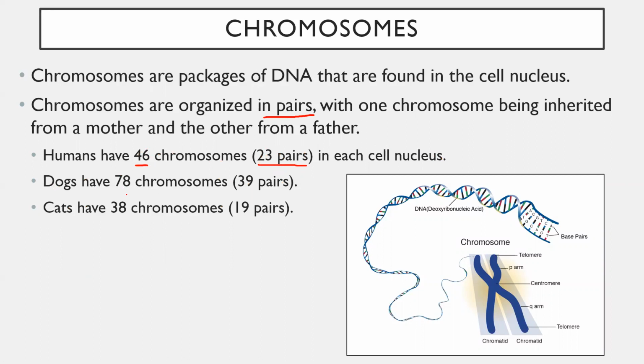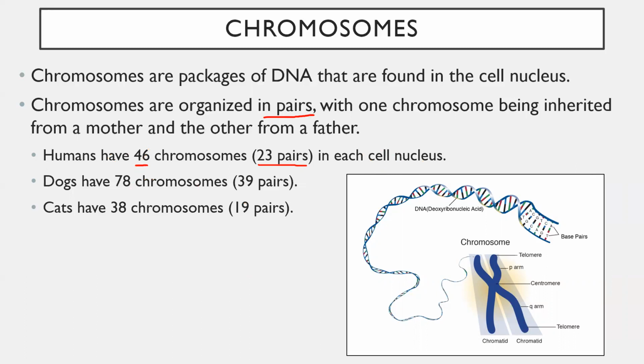Dogs have 78 chromosomes, which in other words would make 39 pairs, and cats have 38 chromosomes, or in other words, 19 pairs, because both of those numbers divided by 2 gives them the pair number. So again, all of these pairs are found in each cell nucleus, and again, a normal human being is going to have 46 chromosomes.